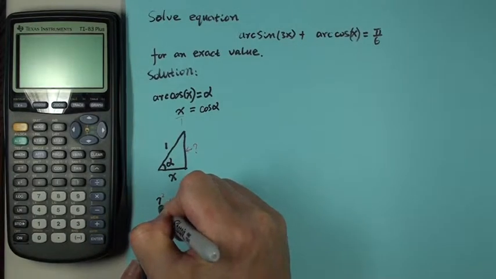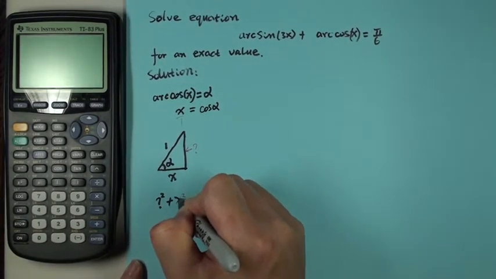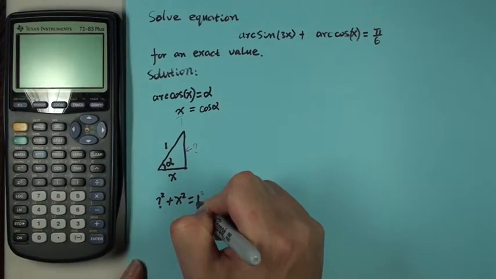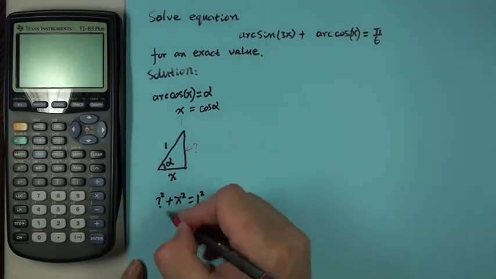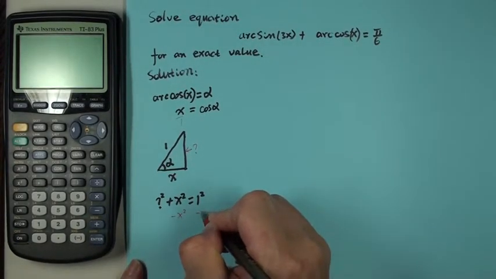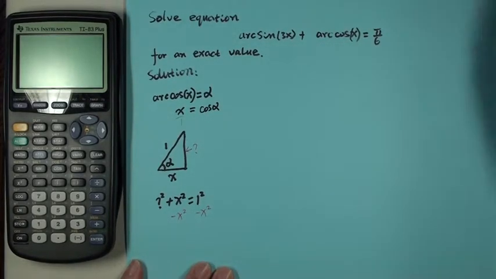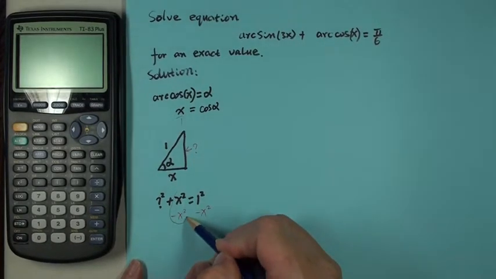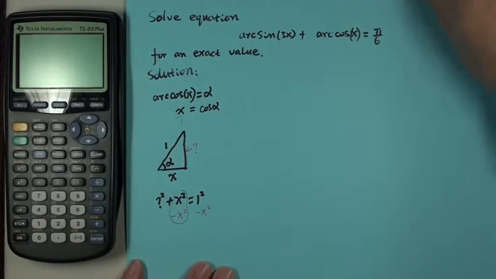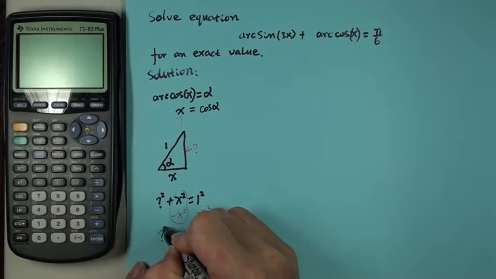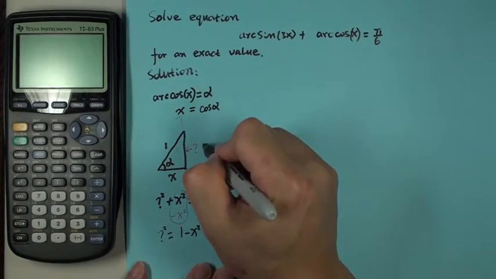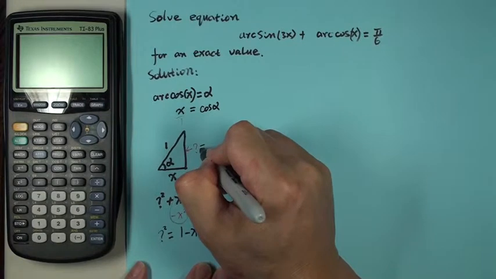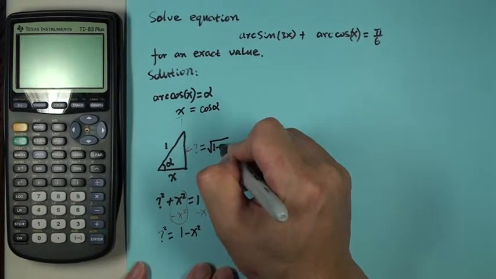Now, both sides, let me write in black, squared plus x squared is 1 squared. Now, we subtract x squared on both sides. What we get will be, of course, these two will be cancelled. So then question mark squared is 1 minus x squared. Then you will have a question mark is radical 1 minus x squared.